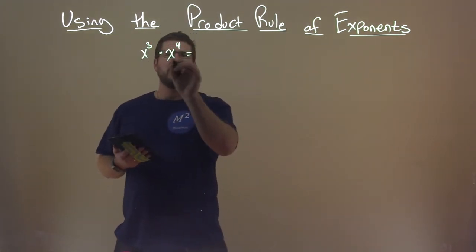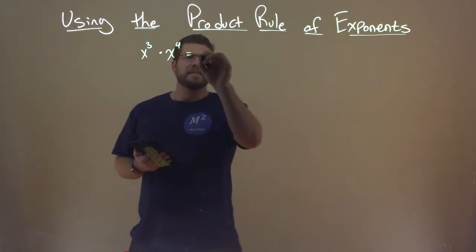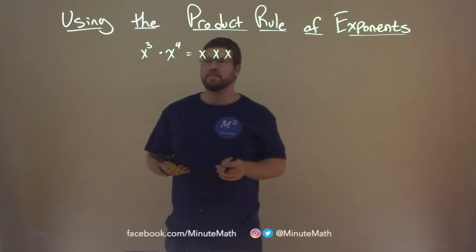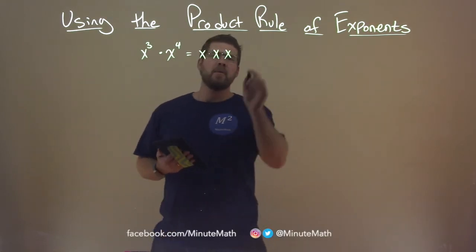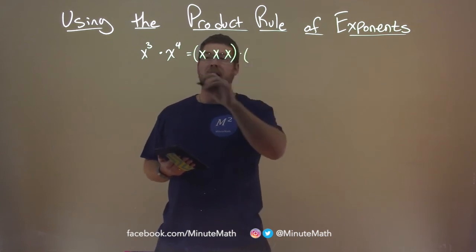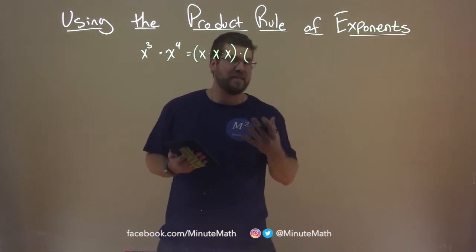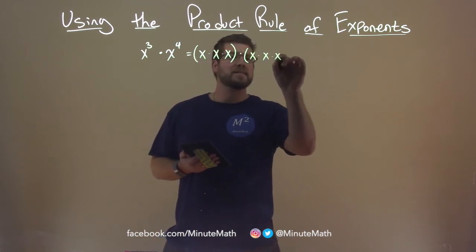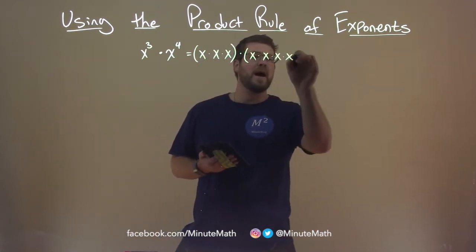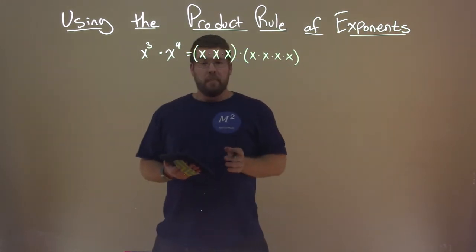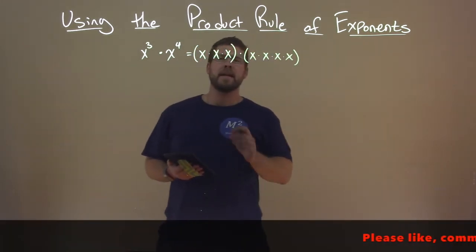Well, x to the third power is x times x times x, triple x, kind of like the movie. Then we multiply that by x to the fourth, which is four x's being multiplied. X times x times x times x, there are four x's right here. I don't have four x's. Bad pun.